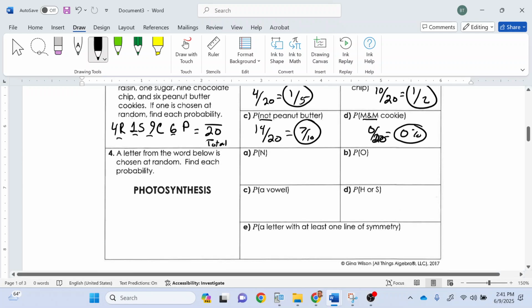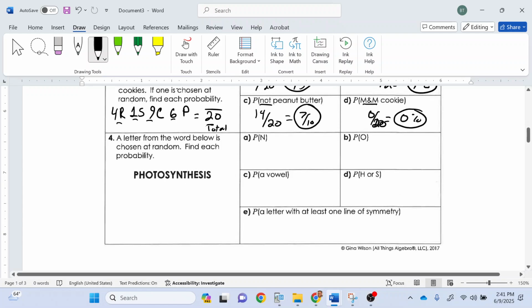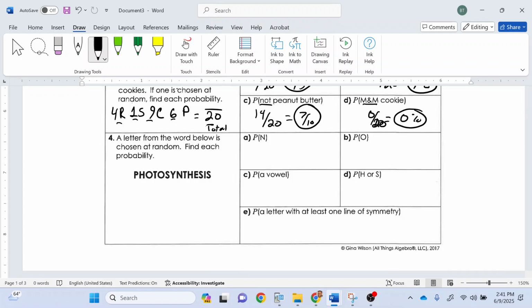It's impossible to get an M&M cookie out of this jar. Next one, a letter from the word below is chosen randomly. Find each probability. So probability of getting the letter N. There are 14 total letters. Always figure out what your total is first. So how many N's are there? 1. So it's going to be 1 out of 14. How many O's are there? 2 out of 14, which simplifies to 1 over 7.